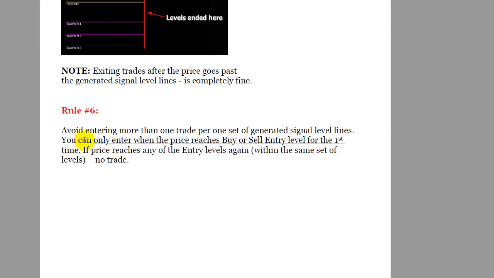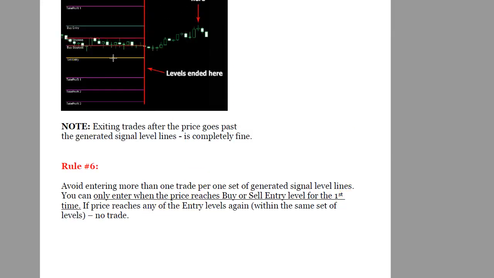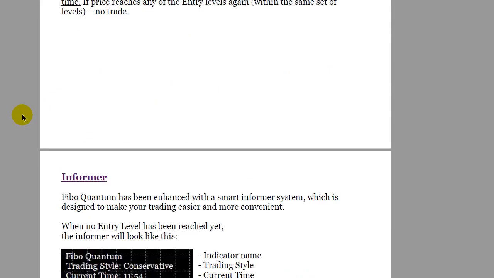Again, avoid entering more than one trade per one set of generated signal level lines. Basically, that means if you hit sell and you're in the position and it comes back up to it, don't enter another one, right? Let that trade work itself out.